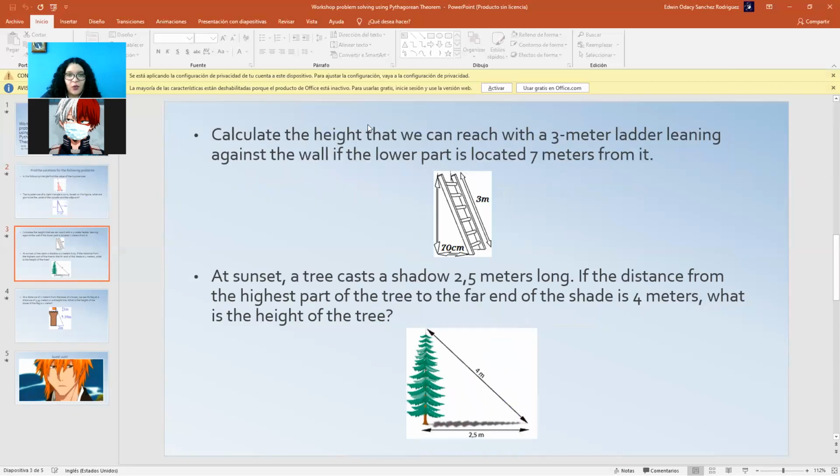Calculate the height that we can reach with a 3-meter ladder leaning against the wall if the lower part is located 7 meters from it.